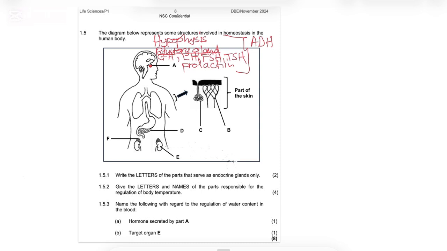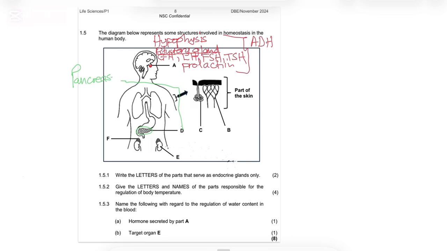Next we're going to look at part D. Part D, I'm going to label it this way. So this is our part D. Part D is this one. So I'm going to label it this way. So part D is called the pancreas.